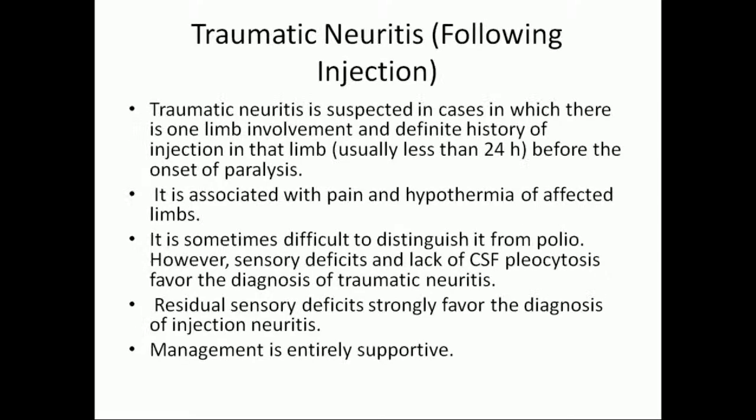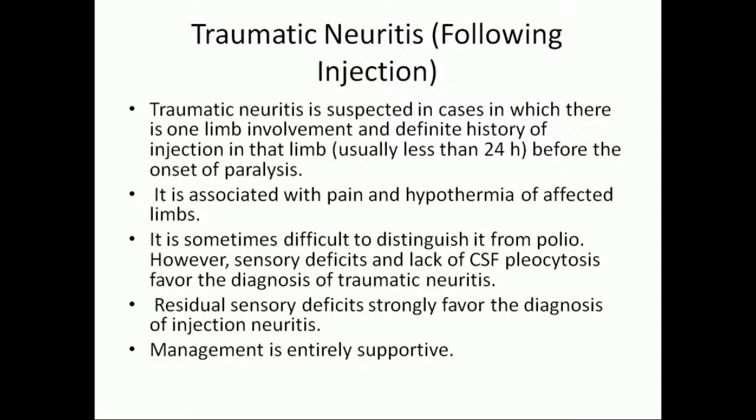Now we have seen the most common cause of acute flaccid paralysis is GBS. Now there are a few other causes, and we'll just have a brief discussion on these causes. The next is traumatic neuritis. So when there is a history of intramuscular injection in the buttock, actually you have to give it in the upper lateral quadrant.